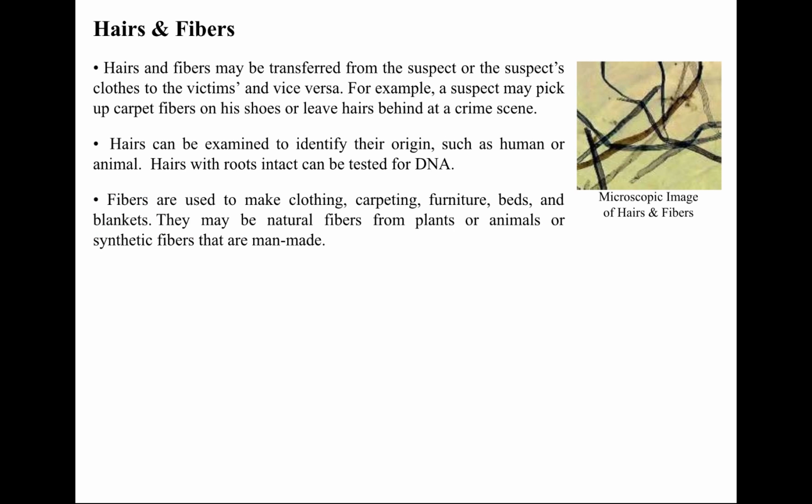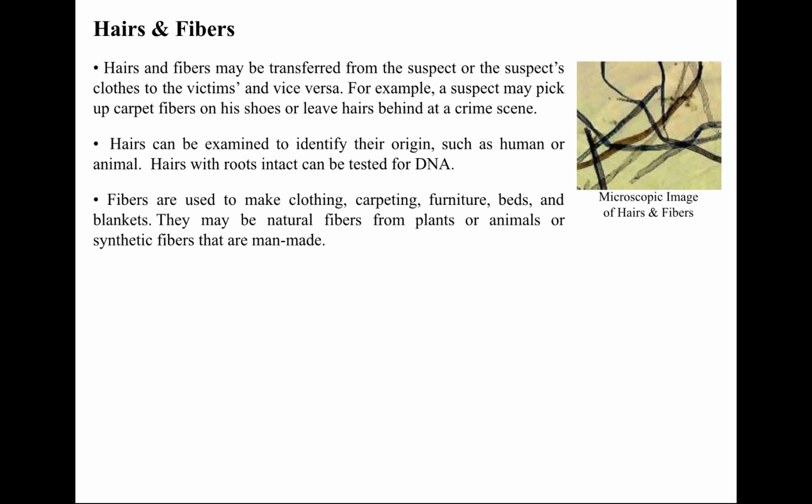The final type of evidence: hairs and fibers. There's always going to be transfer of hair and fibers between a suspect and maybe the victim if they come in contact with each other. So, a suspect may pick up carpet fibers on his shoes or leave hairs behind at a crime scene, and you can examine these hairs and identify the origin, such as human or animal. And if the root is on the end of the hair, you can test that root for DNA.